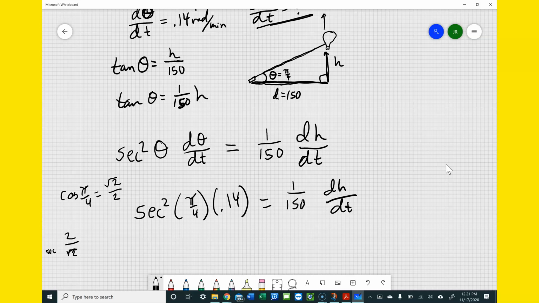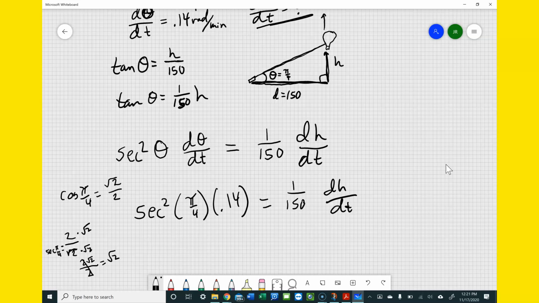Secant of pi over 4 is 2/√2. So let me rationalize my denominator here. Times √2 over √2. That's going to be 2 on the bottom and 2√2 on top. So the 2's cancel, and it's just √2. So secant of pi over 4 is just the square root of 2.